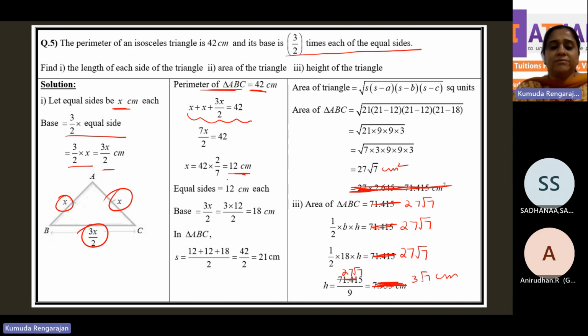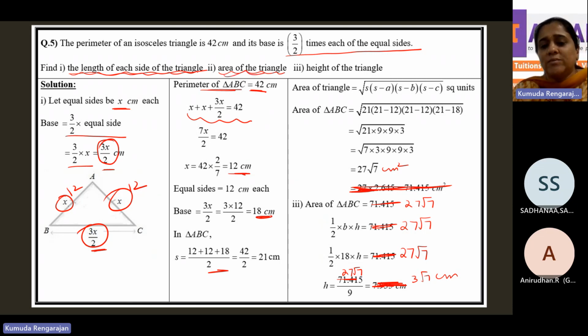Then if x is 12, meaning the equal sides are 12, 12, what is the base? The base is 3x/2, so 3 into 12 by 2, which is 36/2, which is 18 centimeters. So the base is 18. Now we found all three sides of the triangle. The question asked to find the length of each side of the triangle, and we found it. Then the question is to find the area of the triangle.